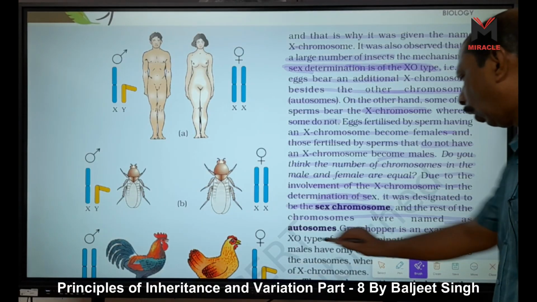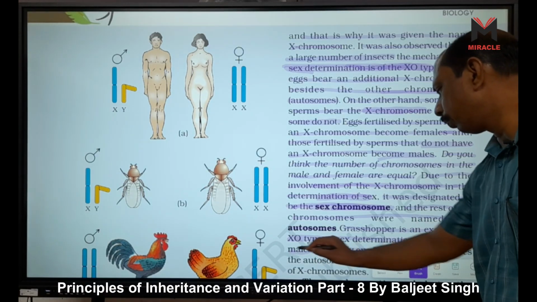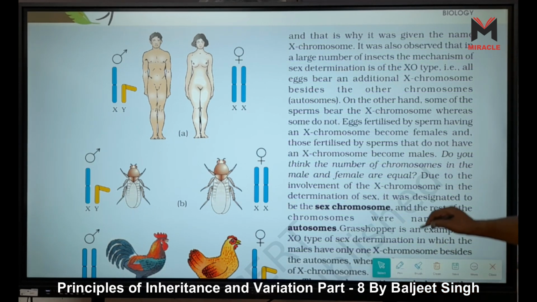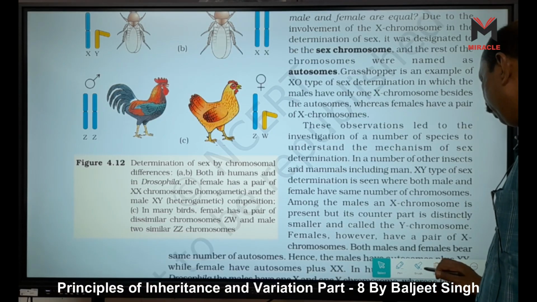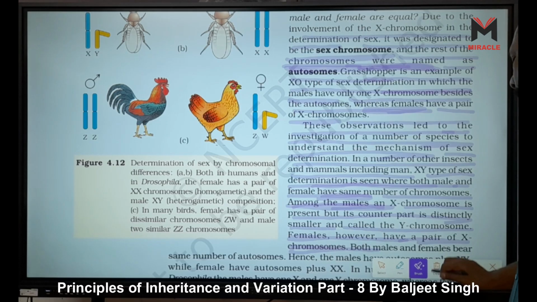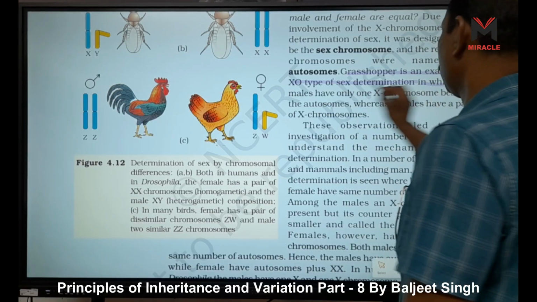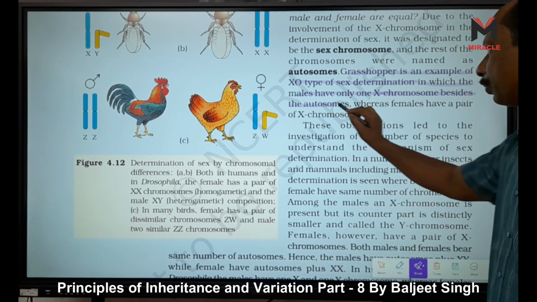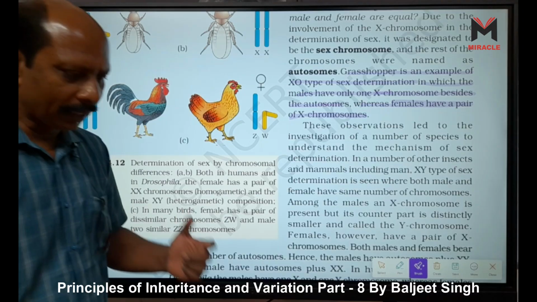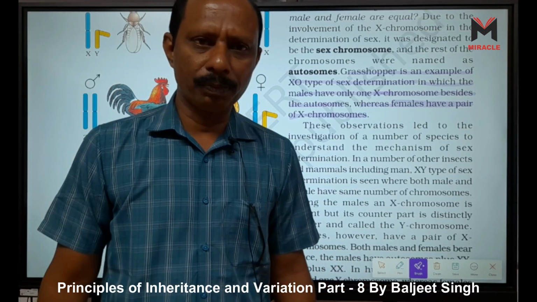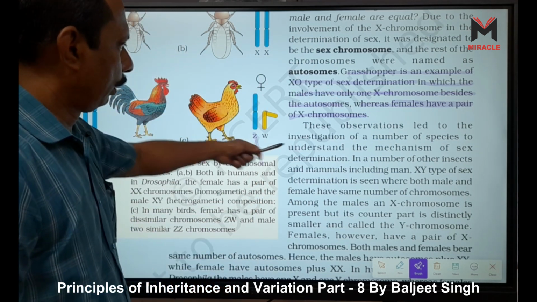Grasshopper is an example of the XO type of sex determination, in which the males have only one X chromosome beside the autosomes, whereas the females have a pair of X chromosomes. Autosome plus XX, that is female. Autosome plus XO, that is male. As for example, grasshopper. Most insects determine sex through this mechanism, right?